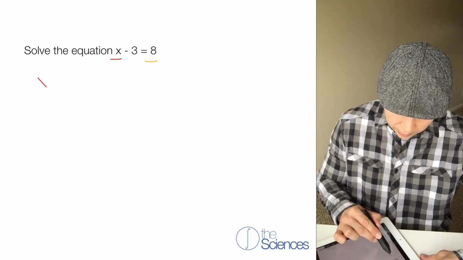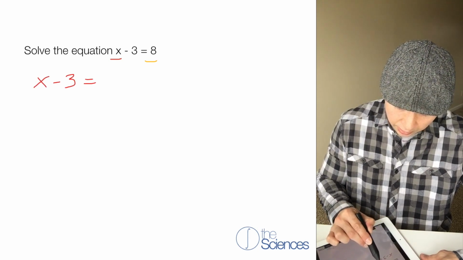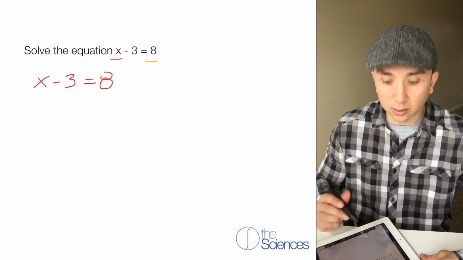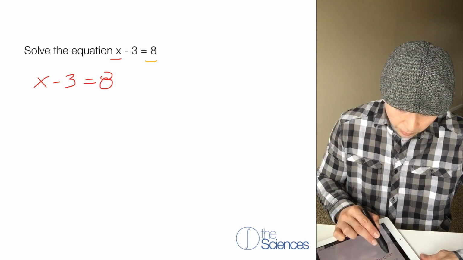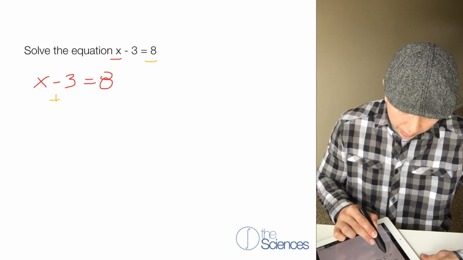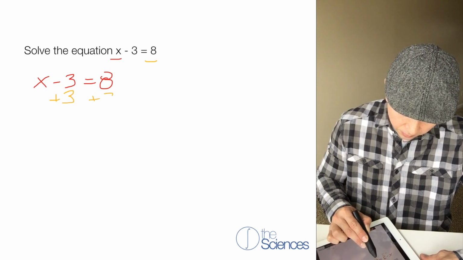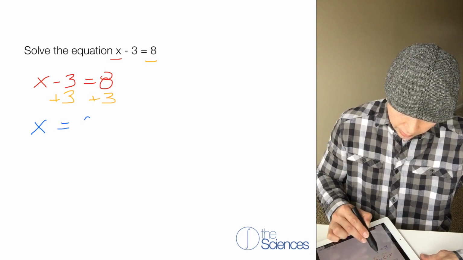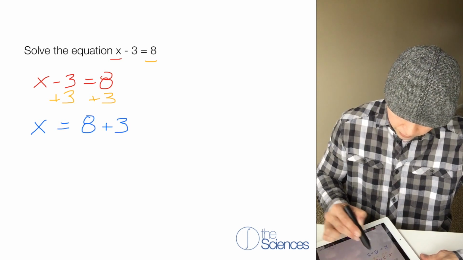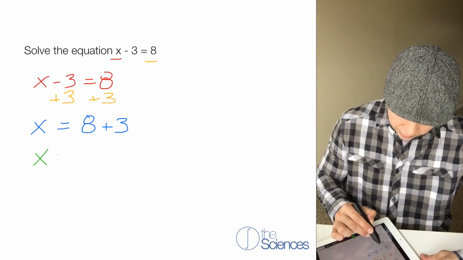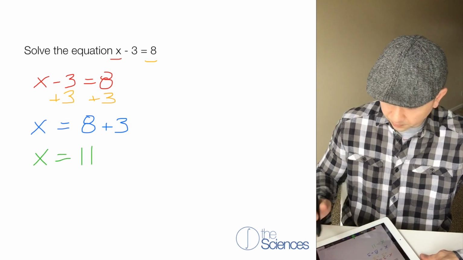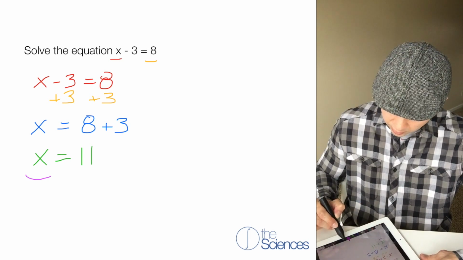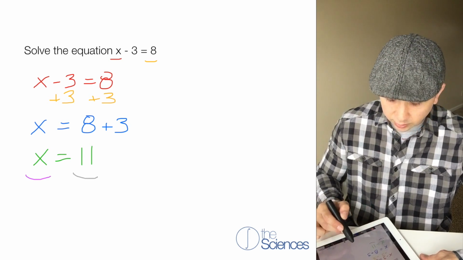So here we have x minus 3 equals 8. So to get 3 to the other side of the equation, since we're subtracting 3, we're going to add 3 to both sides. So now we have x equals 8 plus 3, or x equals 11. So here we have the variable on one side of the equation, and then we have the numbers on the other side of the equation.